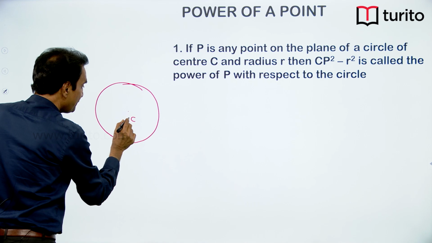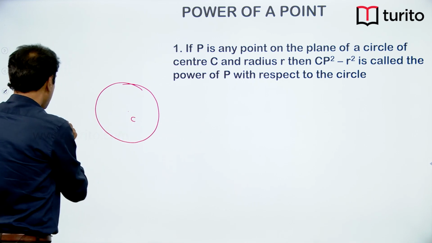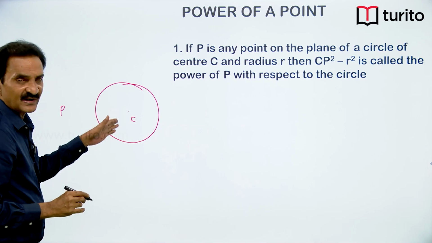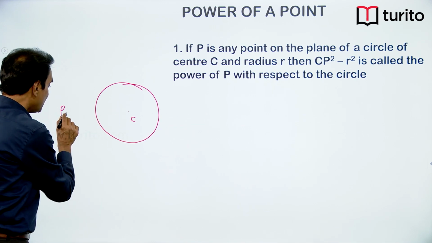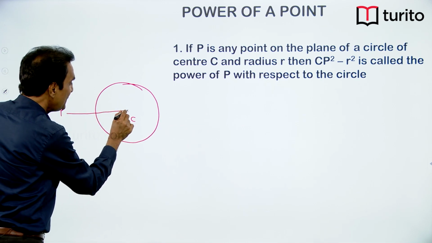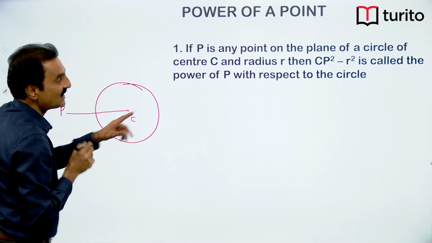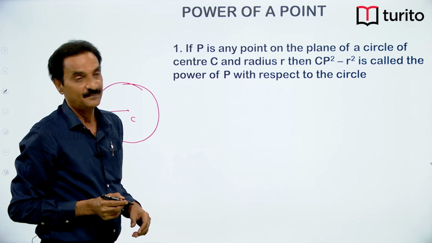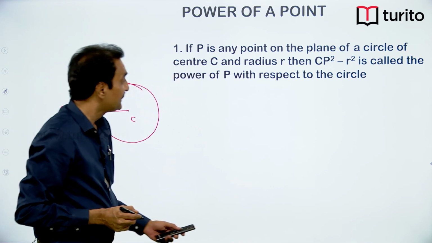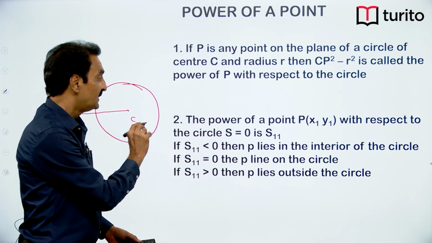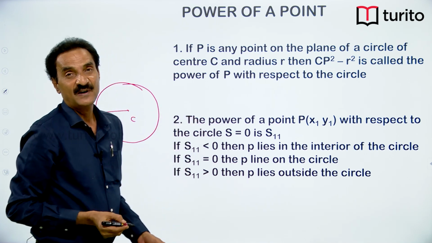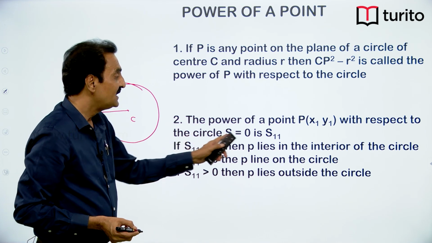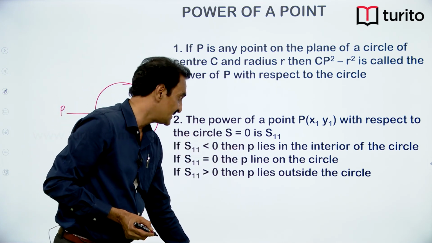C is the center, R is the radius. If there is a point P anywhere, maybe inside or outside, then CP square minus R square is called the power of P with respect to the circle. Now, the power of the point (x1, y1) with respect to the circle S = 0 is S11. Let us see how.